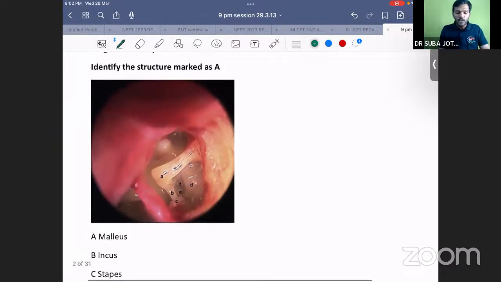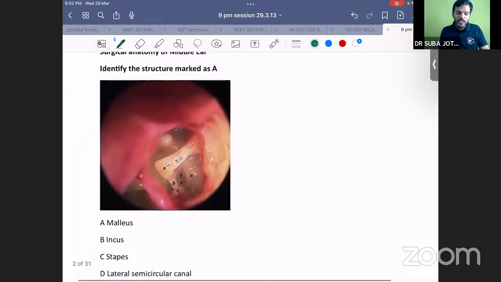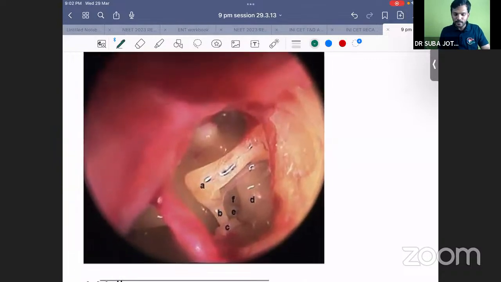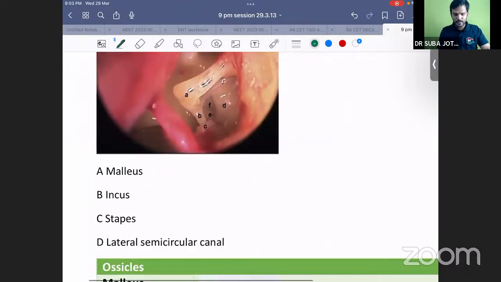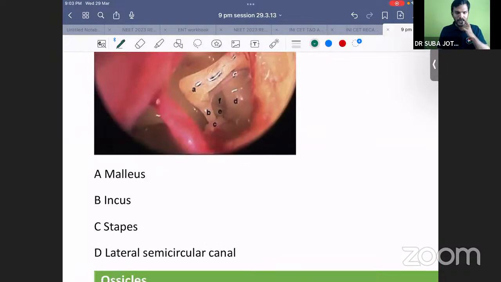For example, you can start answering. Identify the structure marked as A here. Can I get the answers? Come on, please answer. Yes, I'm expecting your answers, people. Yes, 2 of you have answered. Can I see more answers, please?